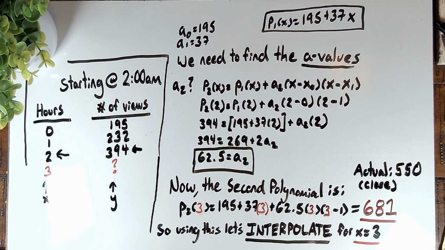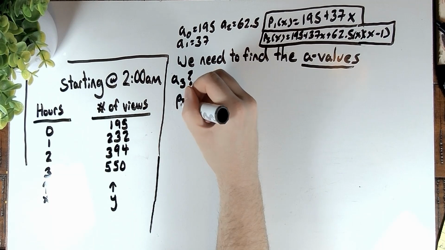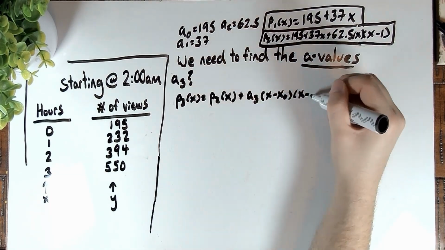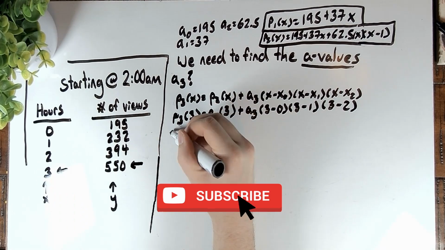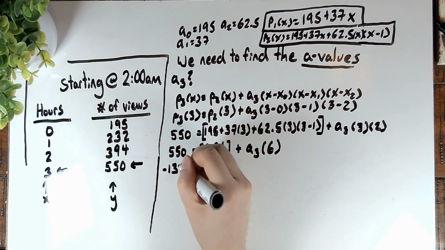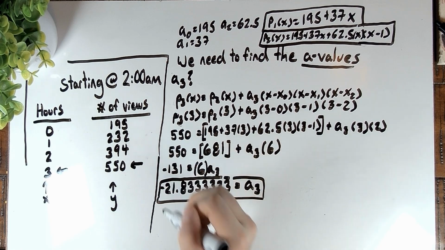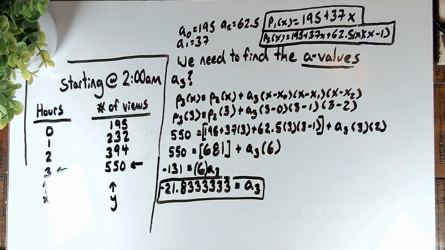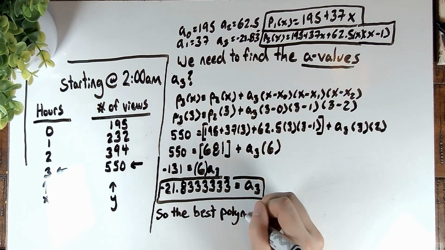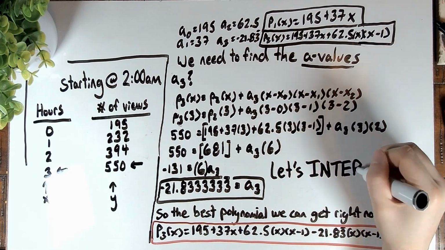But I'm not stopping there. I'm going to be fast forwarding the last tinkering to the model now that the third hour is 550 views, and I'm going to predict the future even better with this next model. You have to see this. So A sub 3 is negative 21.83333 repeating. That's going to be the final knob for our model. And the best math model for our viewer predictor is this.